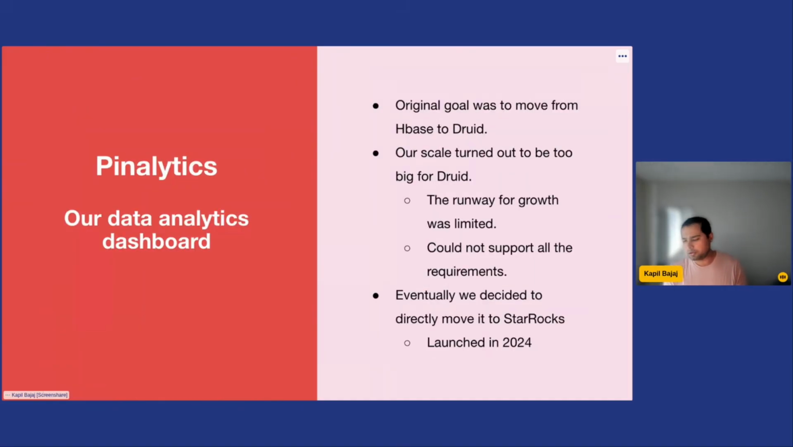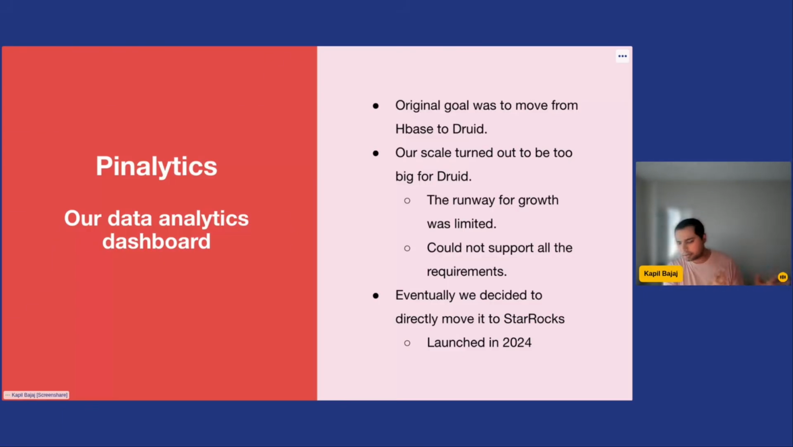Now I'll talk about a few examples which we eventually started launching via StarRocks. So this is a big one. We have our internal data analytics dashboard, which is called Pinalytics. It is used to show all the business metrics like growth metrics, how Pinterest is performing over months or quarters. So it is very heavily used by our leadership as well as our internal engineering teams and growth teams.